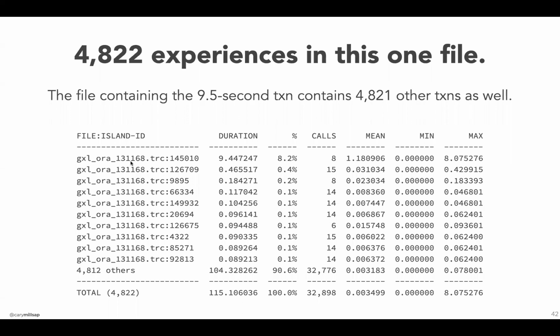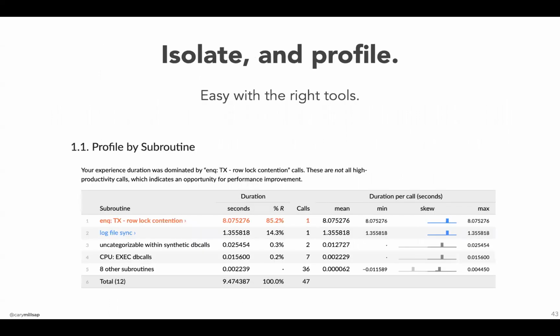Now, the point I'm trying to make is that inside this file, there are 4,822 different experiences. And I don't care about 4,821 of them. All I care about is this one right here that took 9.44 seconds. Well, with the tool, with MethodR Workbench, it's really just 2 clicks to isolate and then profile the data.